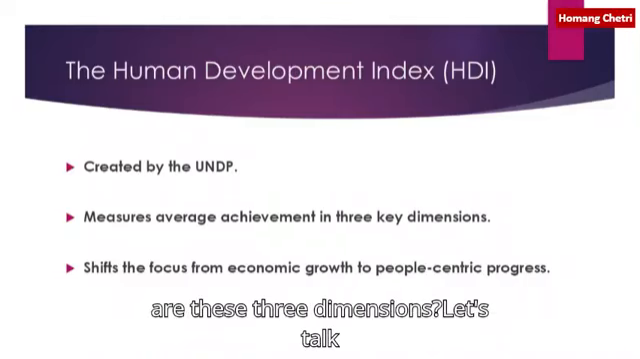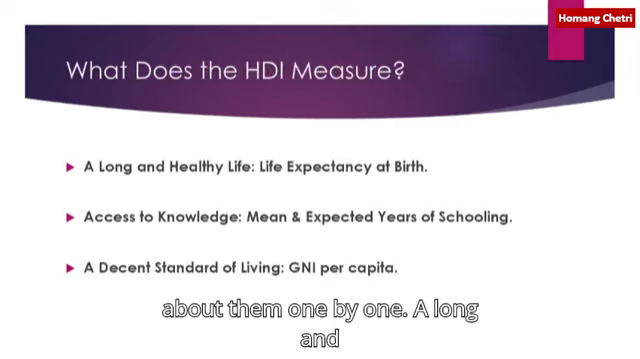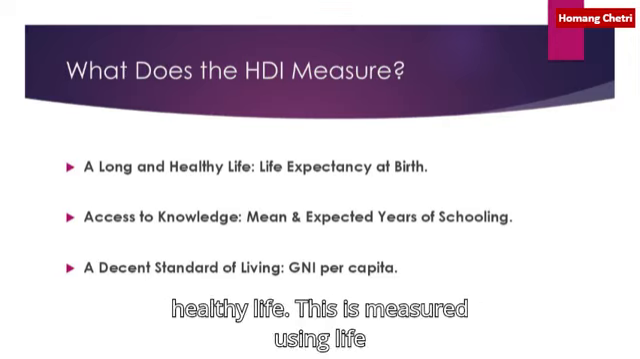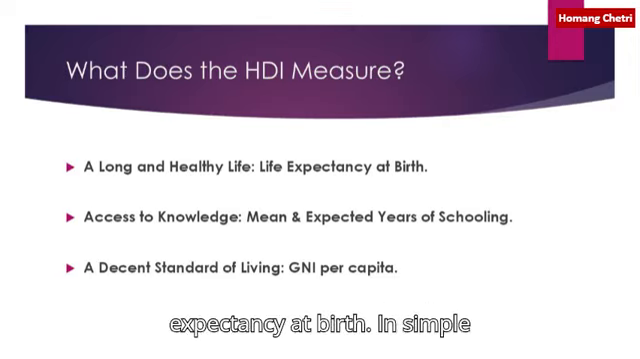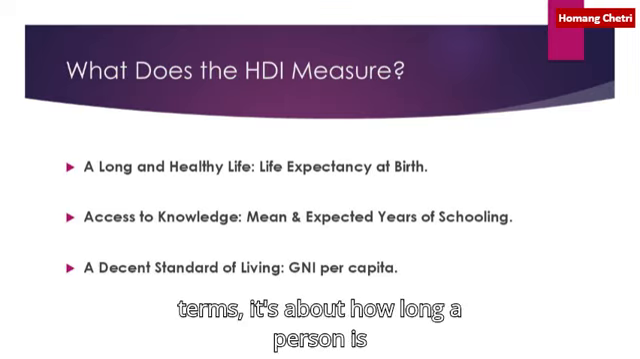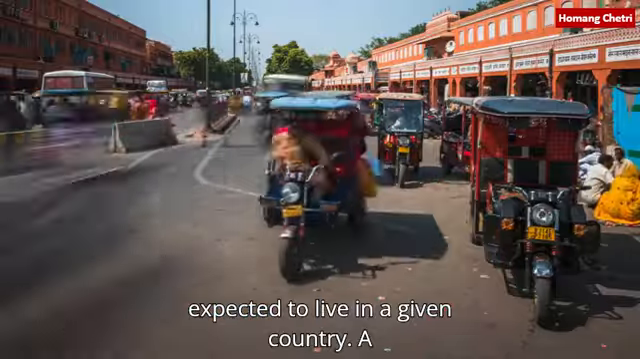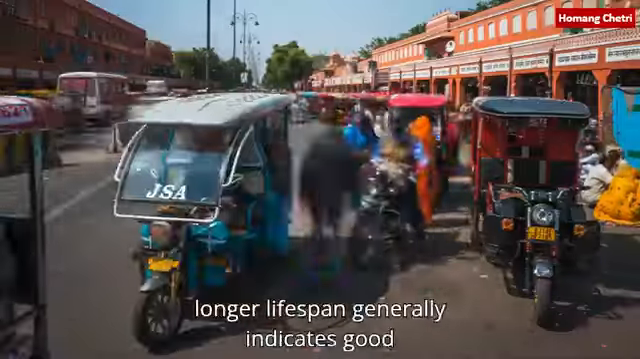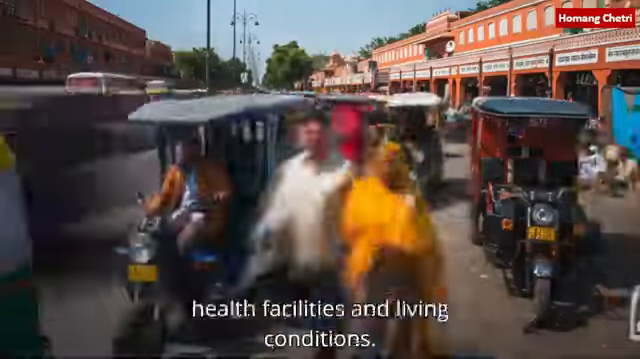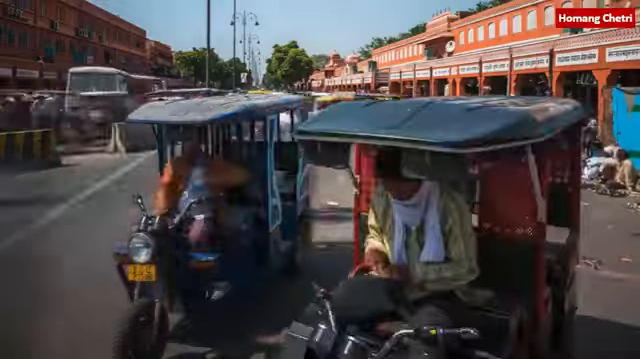So, what are these three dimensions? Let's talk about them one by one. A long and healthy life. This is measured using life expectancy at birth. In simple terms, it's about how long a person is expected to live in a given country. A longer lifespan generally indicates good health facilities and living conditions.